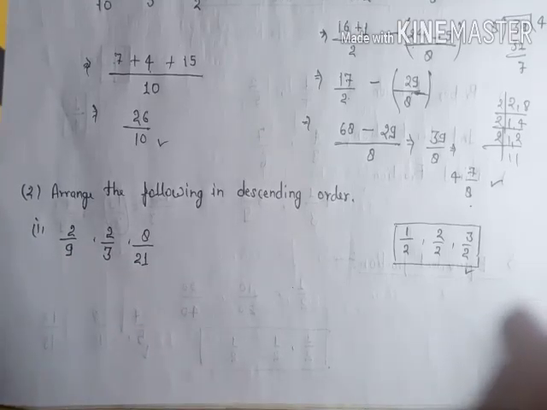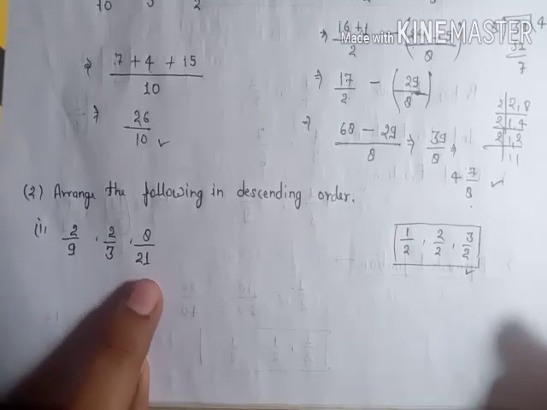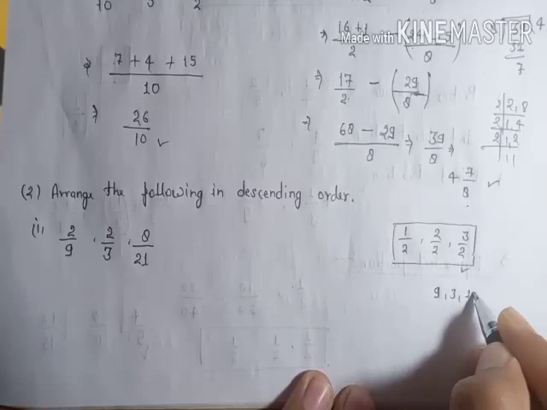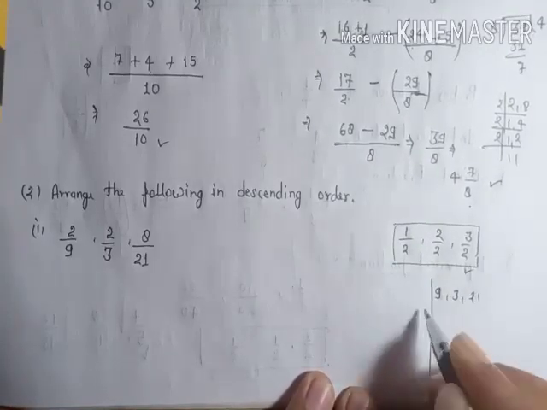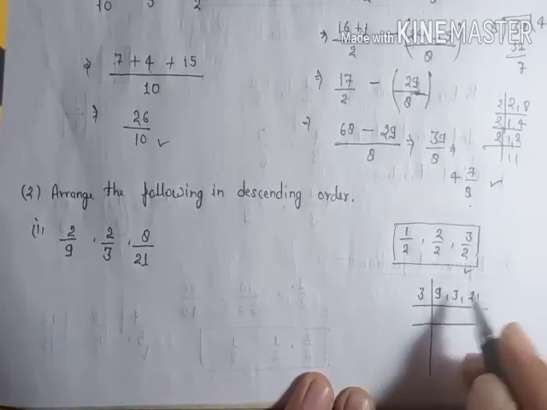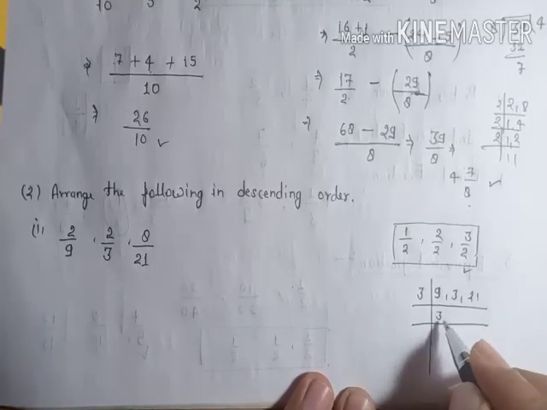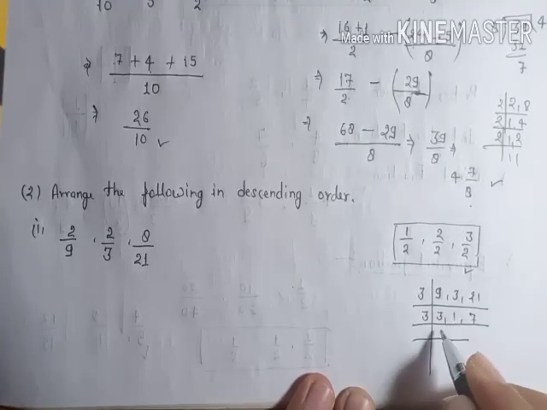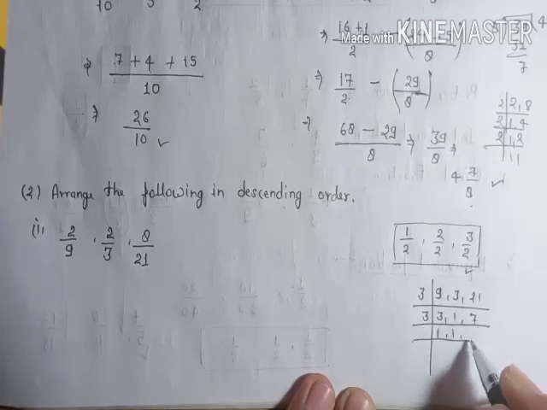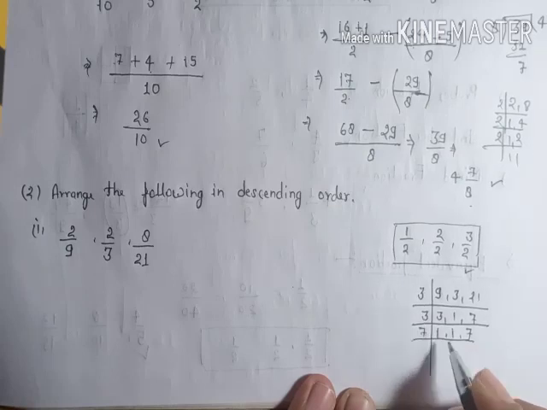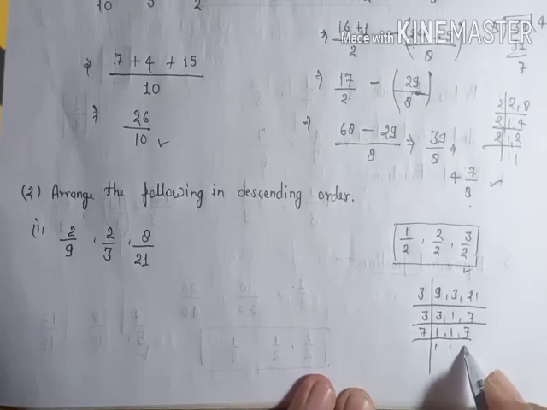And how to do this? First get the LCM of 9, 3 and 21. So write here 9, 3, 21. Check it. Divide by the prime numbers, and 3 can divide all. So this is 3, 1 and 7. If you divide by 7, 3 can't divide 7, so again you divide by 7, and this is 1 and 1 and 1.